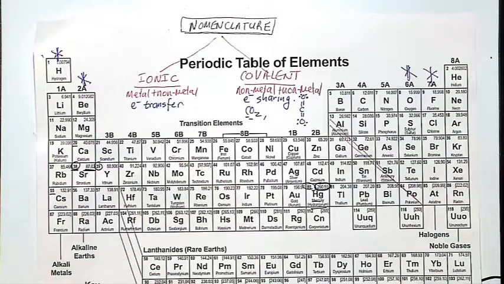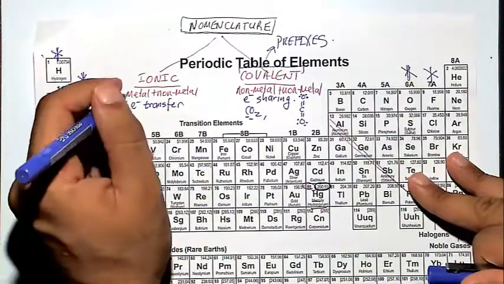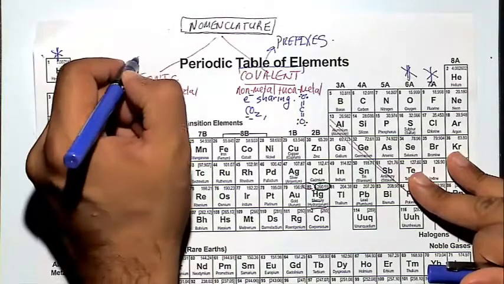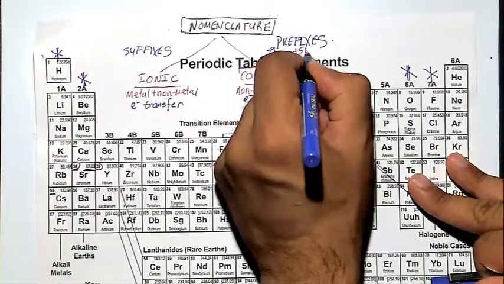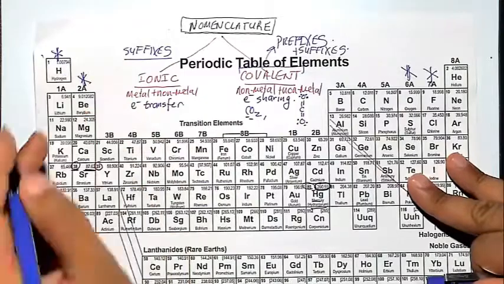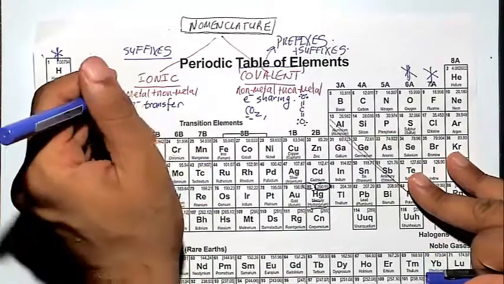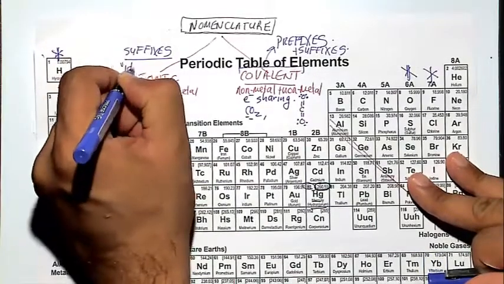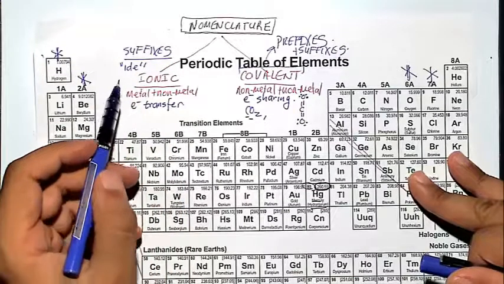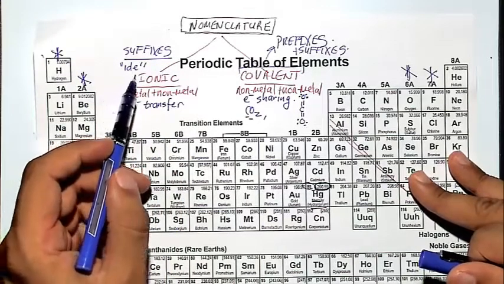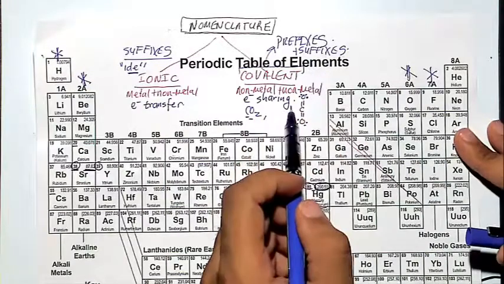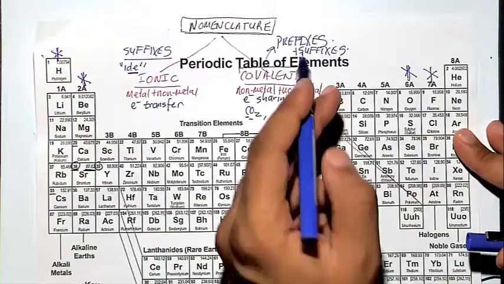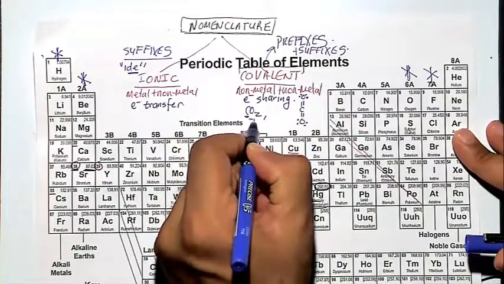Covalents really rely upon prefixes, and ionic compounds do not rely on prefixes. Ionic compounds really have suffixes. Now these also have suffixes, but these rely mostly on suffixes. When I say suffixes, you know, your ide: oxide, fluoride, sodium chloride, sodium fluoride, magnesium hydroxide. Here you're going to have a nonmetal with a nonmetal, prefixes and suffixes. So this would be carbon dioxide.